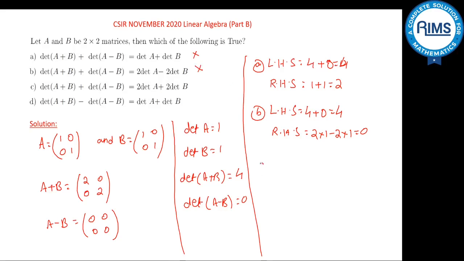Now consider option D. Option D, determinant of A plus B minus determinant of A minus B, that is LHS equal to determinant of A plus B minus determinant of A minus B, that is 4 minus 0, which is equal to 4, and RHS equal to determinant of A plus determinant of B, that is 1 plus 1, which is equal to 2. Both are not equal, therefore option D is also false. And here option C satisfies these two matrices, and there is only one true option because this is a Part B question, therefore option C is true.